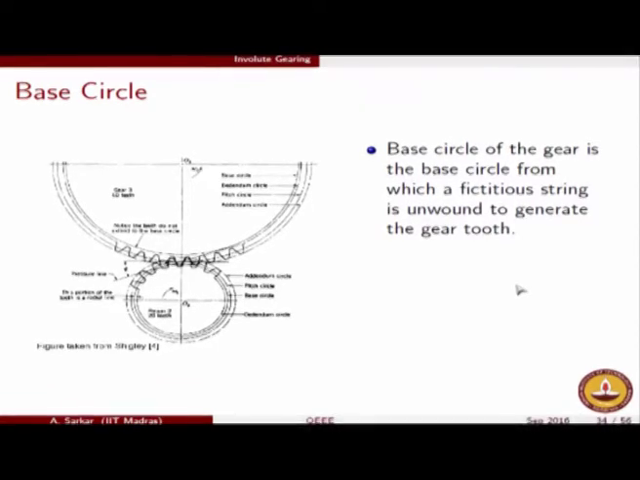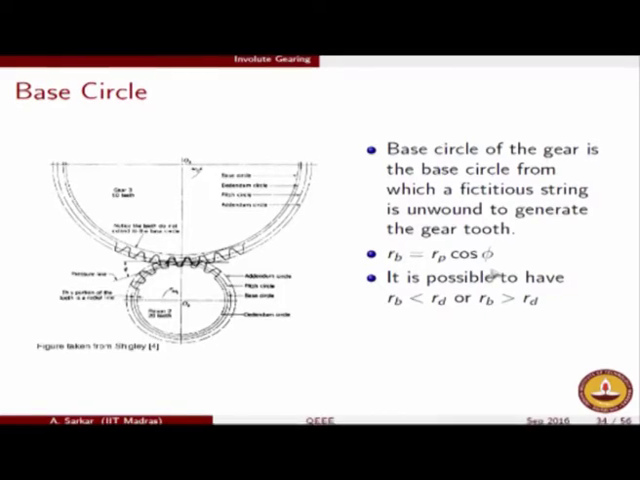So that is the base circle for you, and in this figure which is taken from Shigley's book, the base circle is shown in this diagram. So this is the base circle for the wheel, and for the pinion the base circle is shown here. Please note that the base circle formula as we have derived is given as RB equals RP cos phi, whereas this is not a constant. Depending upon the value of phi and the pitch circle and everything else, as we will show, it is possible to have the base circle greater than the dedendum circle or lesser than the dedendum circle.